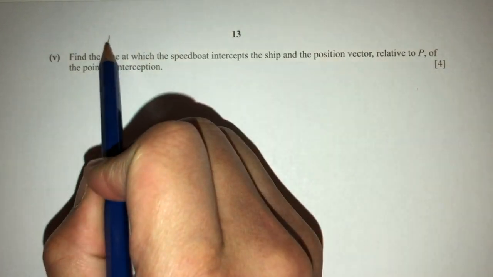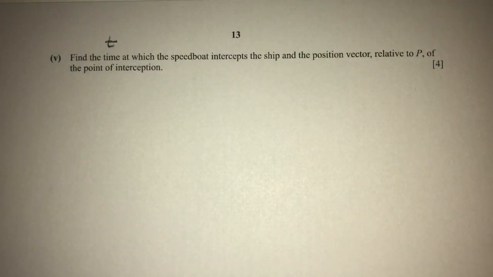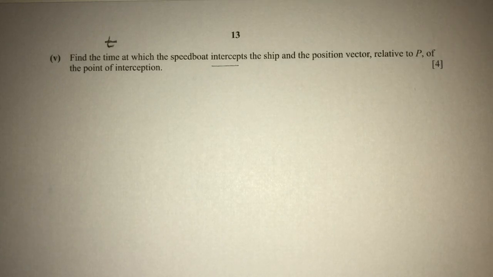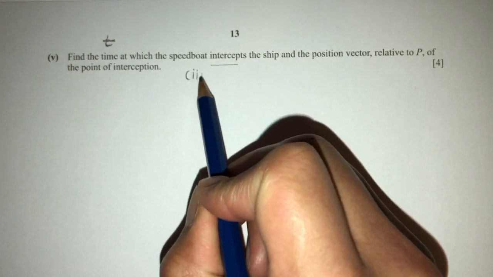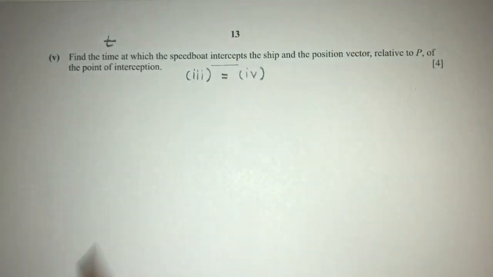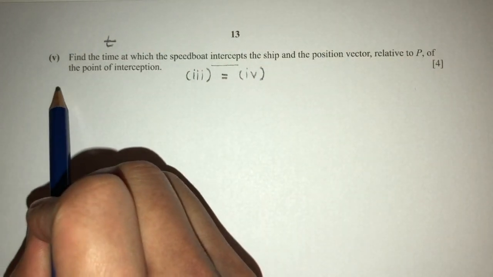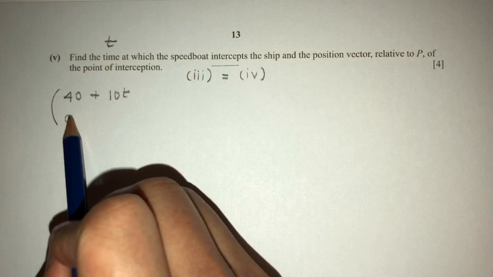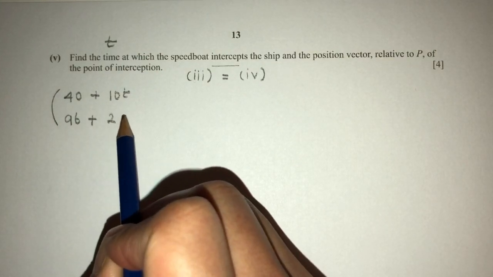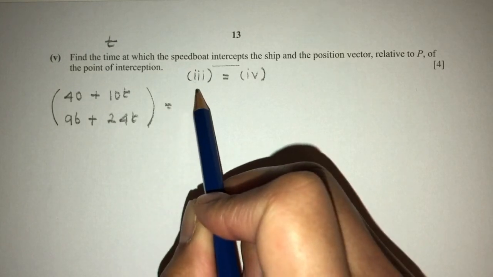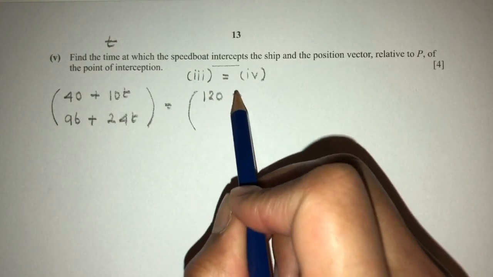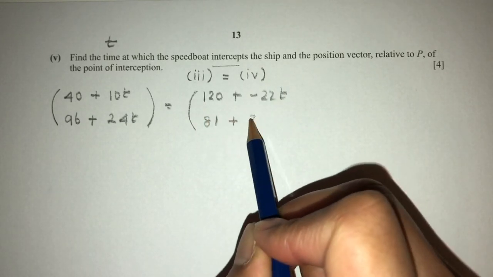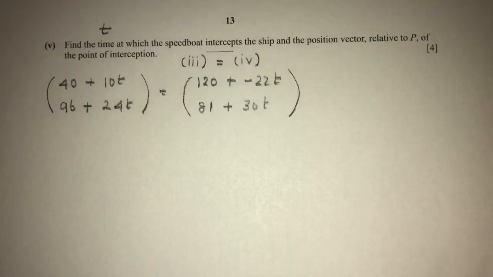So we have to find the value of t, or the time, but first we have to find t for which they meet. If they meet, they have the same position. So we have to take part 3 equal to part 4 to find that. So for part 3, you can see we have 40 plus 10t and 96 plus 24t, is equal to part 4, which is given by 120 minus 22t, 81 plus 30t. Now we have to solve one by one.